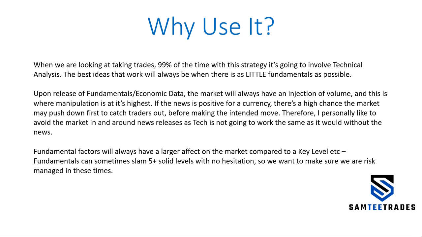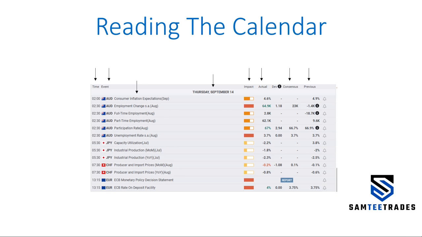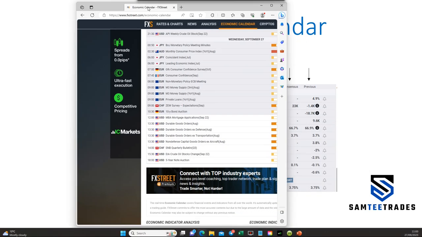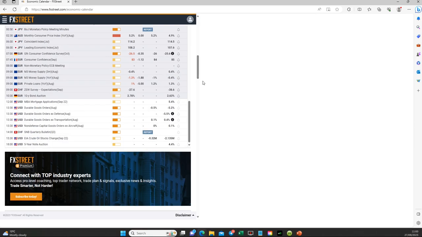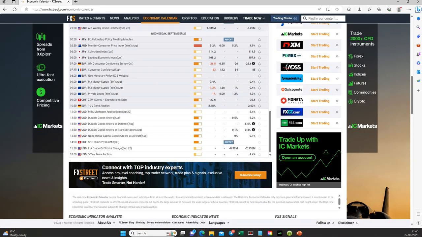So let's look at the economic calendar on face value. So this is it here. Let's just have a look at reading the calendar. This calendar I've got up here is on what we call FX Street. If you look here, this is just a website called FX Street Economic Calendar. If you just type in economic calendar into Google, the first one that comes up will be FX Street.